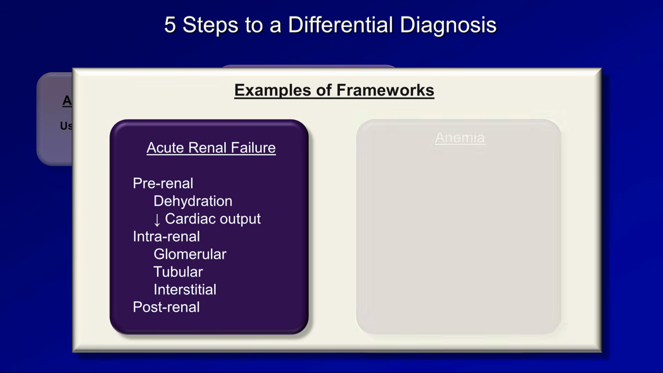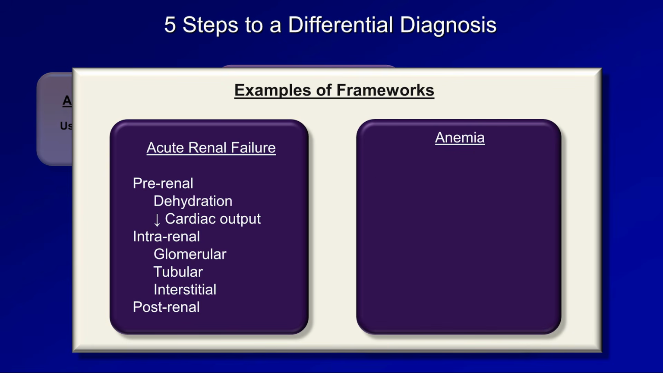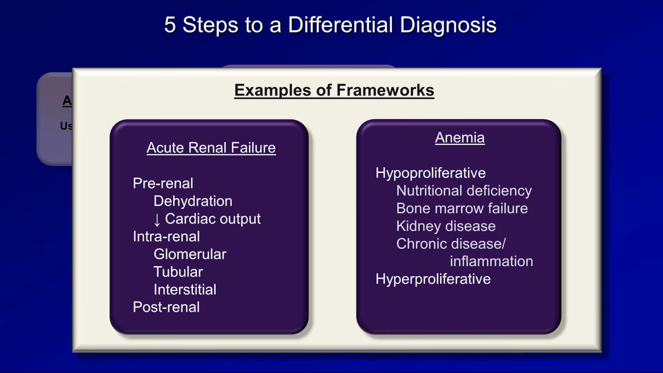Another example of a framework, this time for anemia, divides the etiologies into hypoproliferative and hyperproliferative. Hypoproliferative anemias can be from nutritional deficiencies, bone marrow failure, kidney disease, or chronic disease and/or inflammation. Hyperproliferative anemia can be from acute blood loss or hemolysis. There is not just one acceptable framework for a specific patient problem.